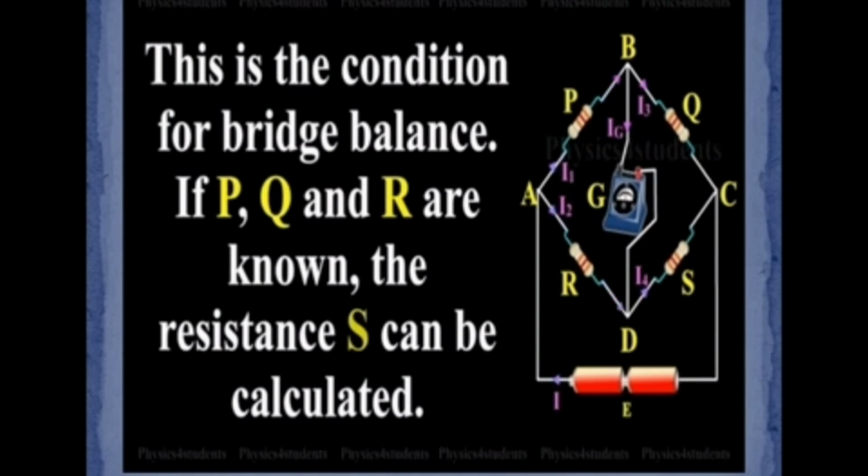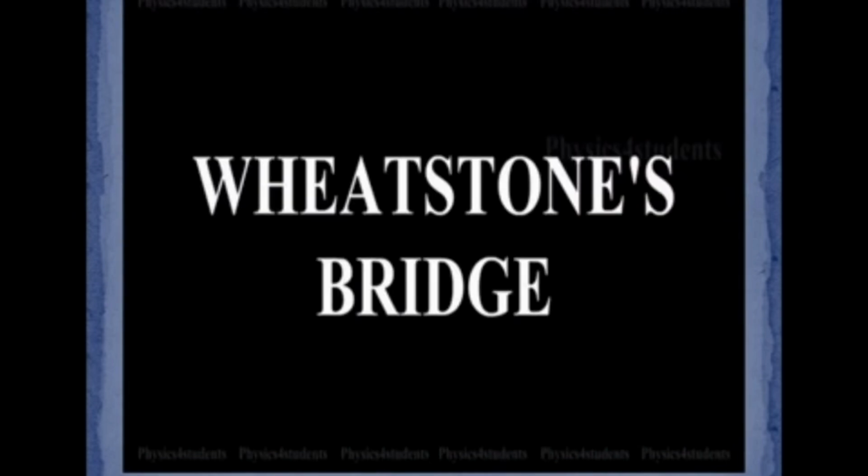This is the condition for the bridge balance. P, Q, R are known and the resistance S can be calculated. If you know three values, we can calculate the other unknown value. If you know the values of P, Q, R, you can calculate the value of S. Suppose you know the values of R, S, Q, you can calculate the value of P. So using the Wheatstone bridge, we can calculate the unknown resistance by using the known resistances. Okay, so this is very important. So next thing is the meter bridge.